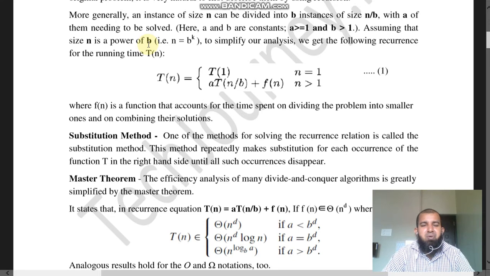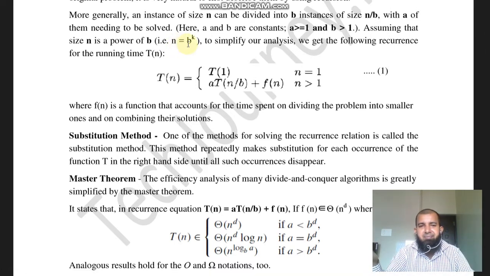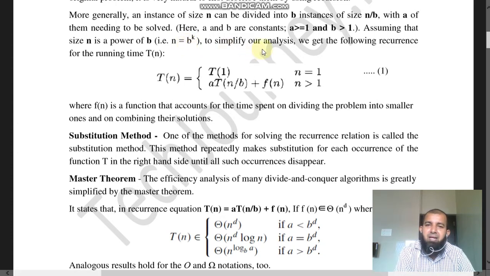So n means what? The size of the big problem is a power of b. N is equal to b to the power of k. To simplify our analysis, we get the following recurrence for the running time T of n.